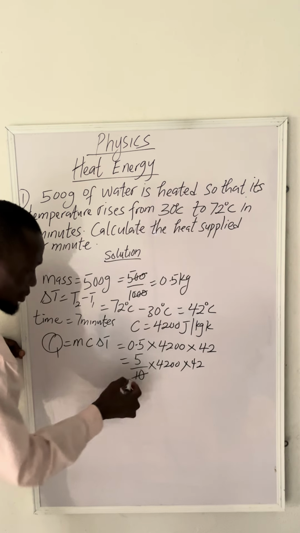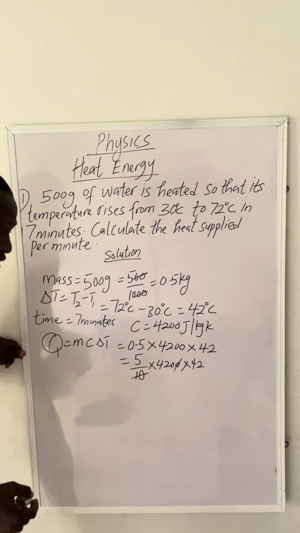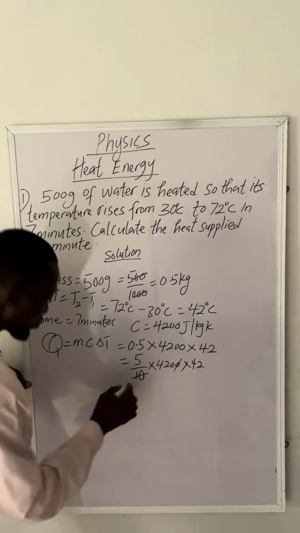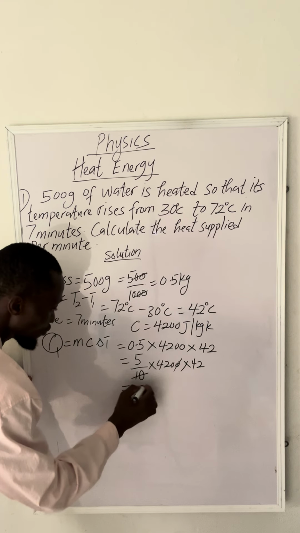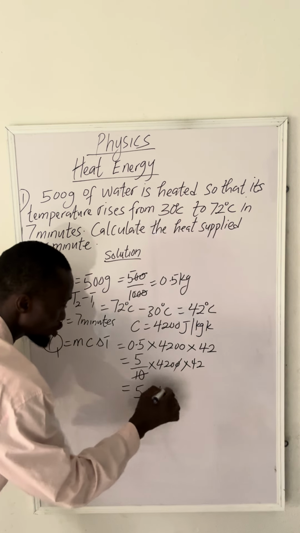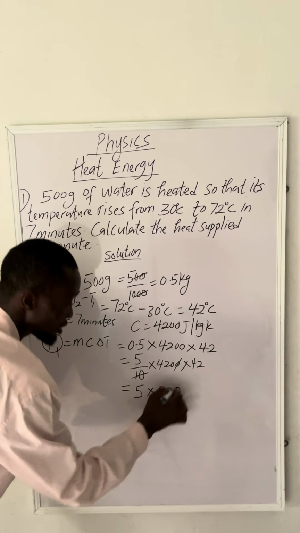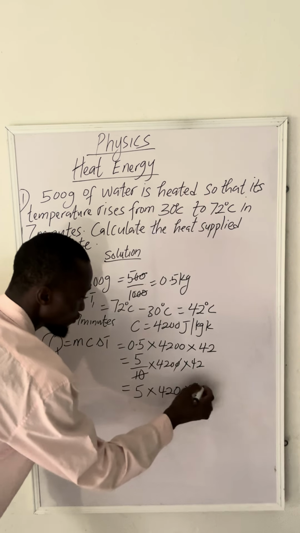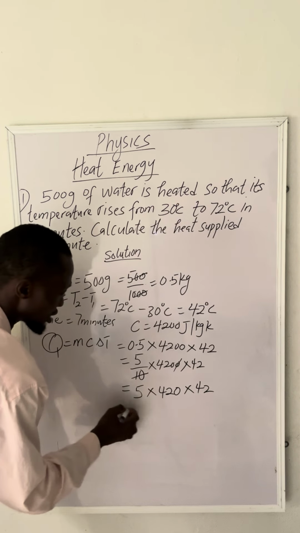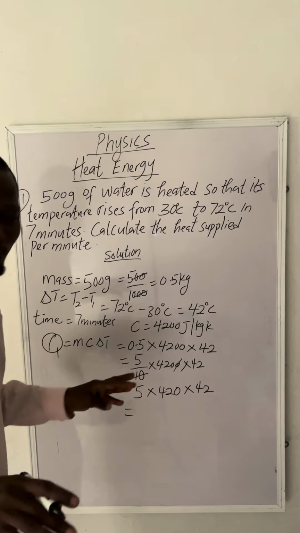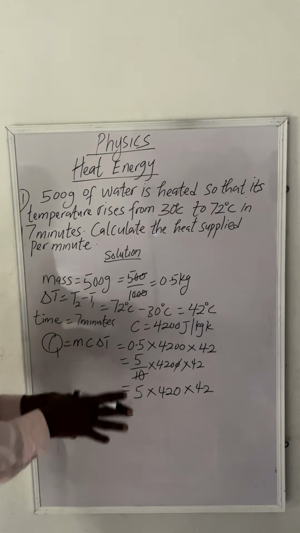Yes, so this 0 is going to cancel this 0 like this. What I'm going to have left is equals to 5 multiplied by 420 times 42. Now you can do this calculation using your calculator, but I'm going to multiply everything together.